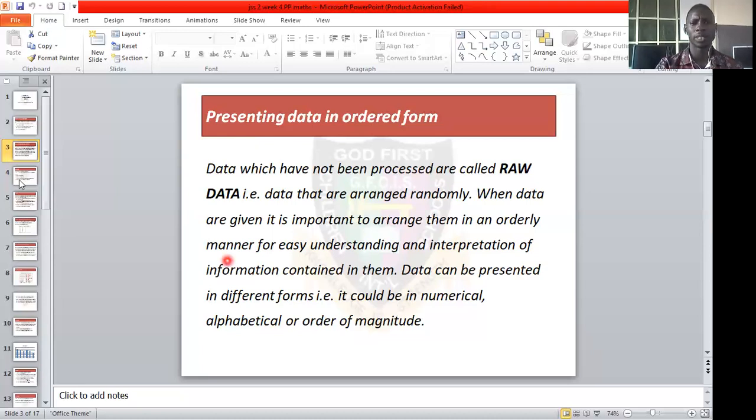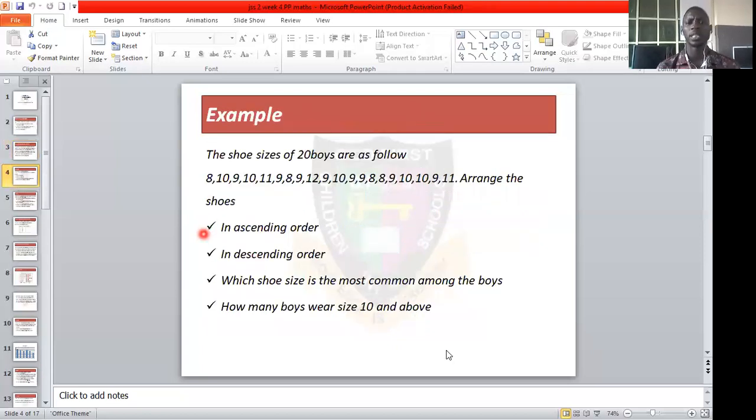Let me take an example on presenting data in another form. Look at this example: the shoe sizes of 20 boys. We have 20 boys wearing different shoe sizes as follows. Look at this data very well: 8, 10, 9, 10, 11, 9, 8, 9, 12, 9, 10, 9, 9, 8, 8, 9, 10, 10, 9, 11. They are in a disorderly manner. They are not well arranged.